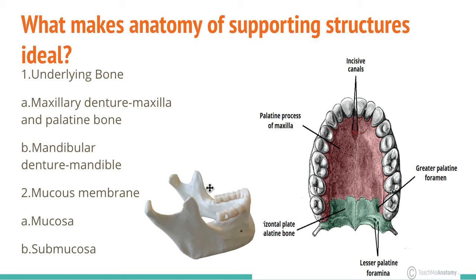Now that you know the three key points, a compact bone, a keratinized mucosa and a thick submucosa, we can go on to study all the support bearing areas in much greater detail in the next video.